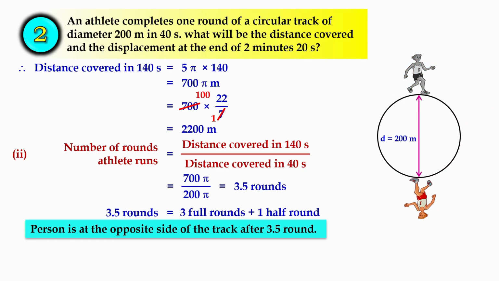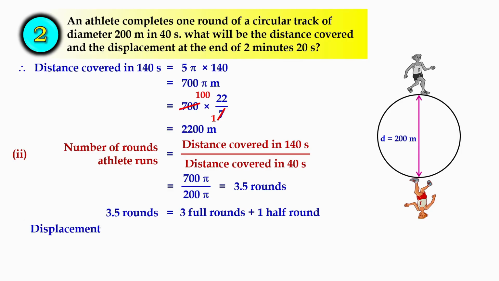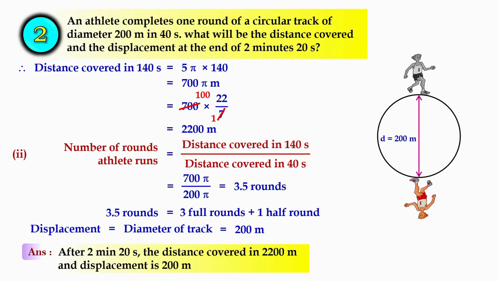Therefore, the displacement is equal to the diameter of the circular track, which is 200 meters. So the final answer is, after 2 minutes 20 seconds, the distance covered is 2200 meters and the displacement is 200 meters.